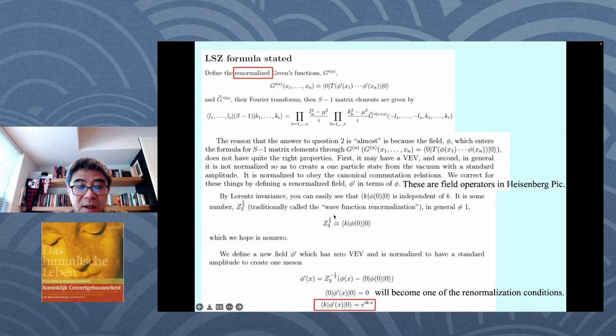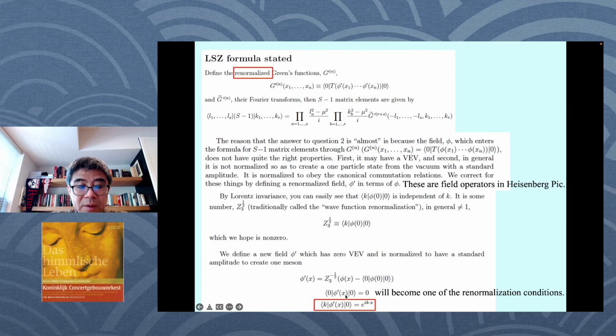Therefore, Coleman defined Z3, which is the rescaling factor, by calling phi acting on 0 multiplied by k. And if phi creates exactly one particle, then this must be equal to 1. But if not, this factor needs to be rescaled from the phi to get a phi prime that has the right normalization condition. So Coleman will define a renormalized Green function, which is the Green function for phi prime.